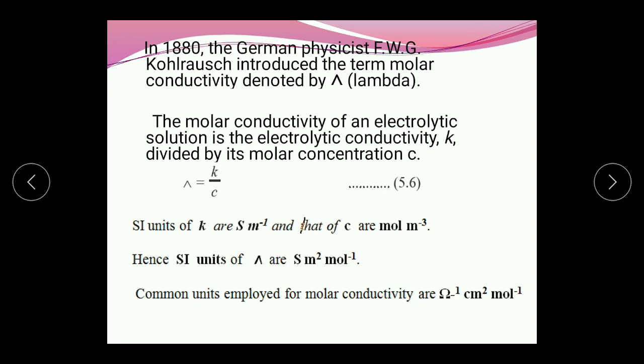And if common units are employed, then the SI unit is meter, but the common unit is centimeter. And for Siemens, in common units we use omega. So the common unit will be per omega, that is Siemens. Instead of meter square, we are going to use cm square, and moles will remain as they are. Hence, the common unit will be per omega cm square per mole. Understood? Per omega cm square per mole. So this is the unit of lambda, that is molar conductivity.